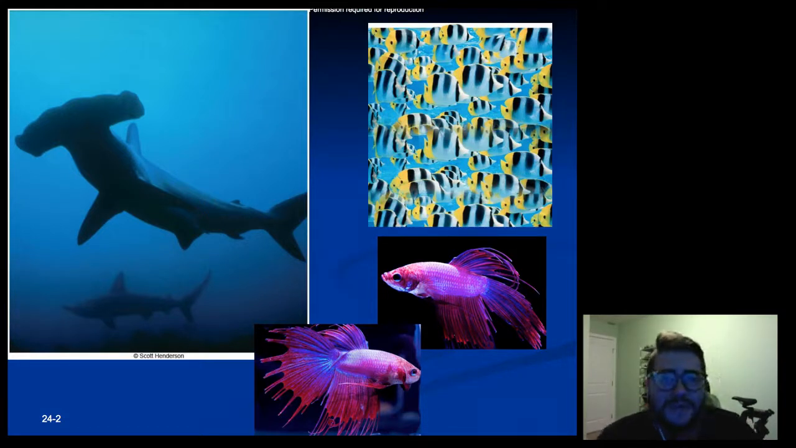Fish live in a medium that is 800 times more dense than air, meaning their muscles have to be efficient in different ways to cut through the water. And there is 1/20th the amount of oxygen dissolved in water compared to air. So their gills have to be very, very efficient at extracting that oxygen from the water.